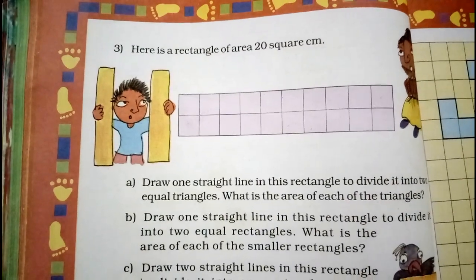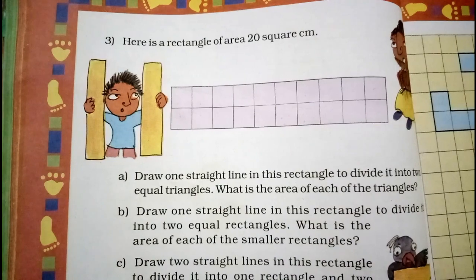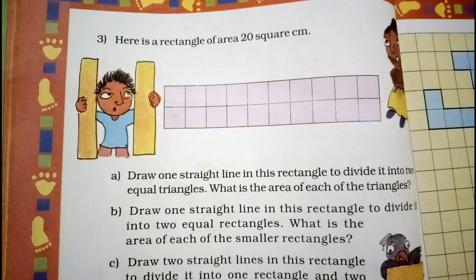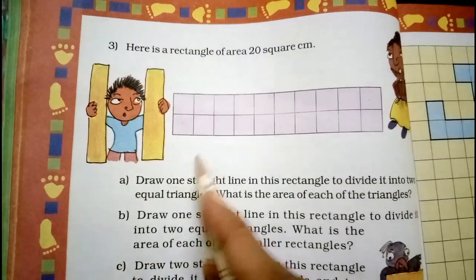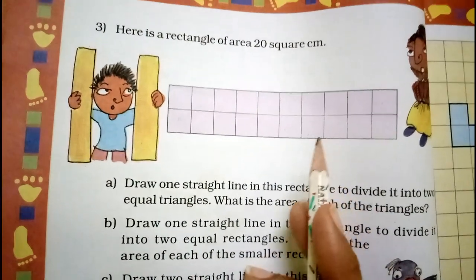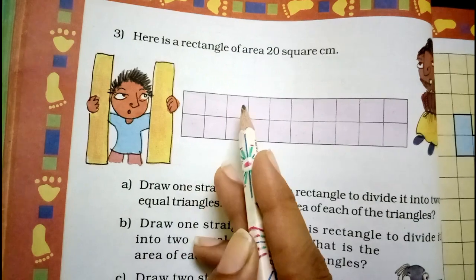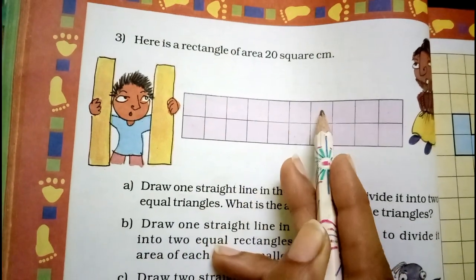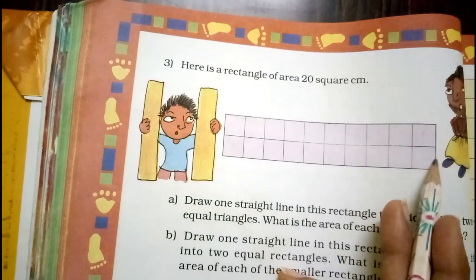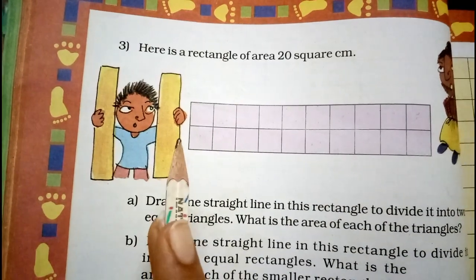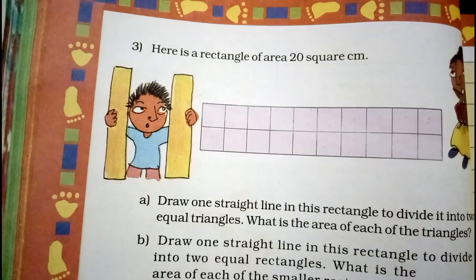Next page, page number 44. On this page, number 3, here is a rectangle of area 20 square centimeter. See the rectangle. Let's check the area of this rectangle. 1, 2, 3, 4, 5, 6, 7, 8, 9 and 10, and 2. So 10 2s are 20. Yes, 10 2s are 20 square centimeter.